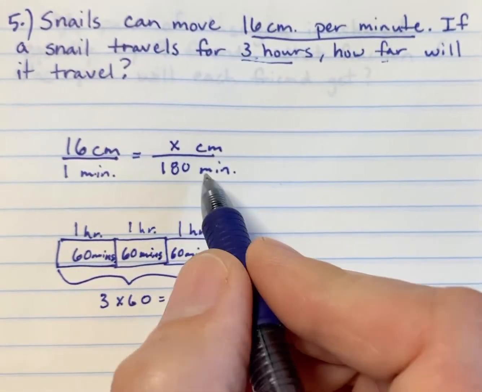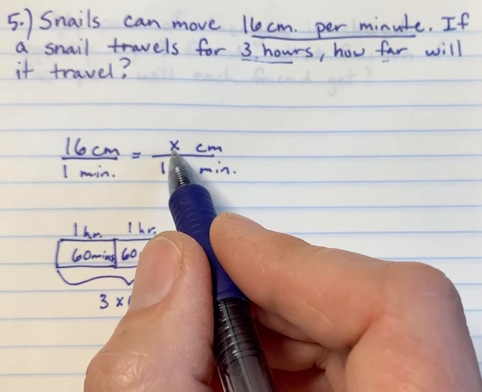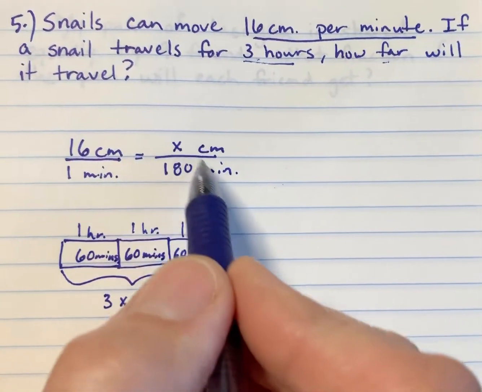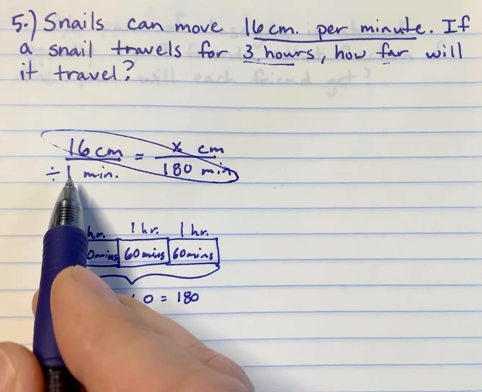Well, our 3 hours is here. Here's our distance going to travel. We don't know what that is yet. That's why we have a variable. To solve, we're going to cross multiply and divide. And if you notice, we're dividing by 1.